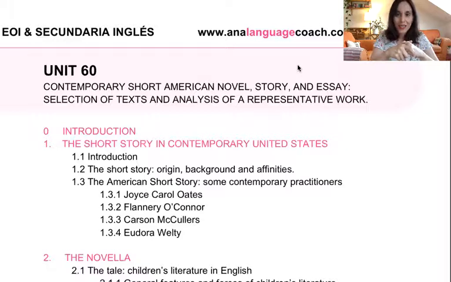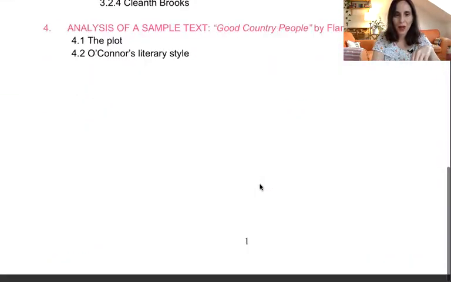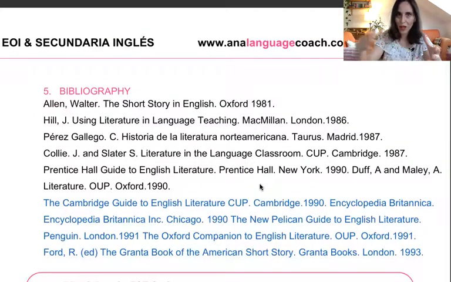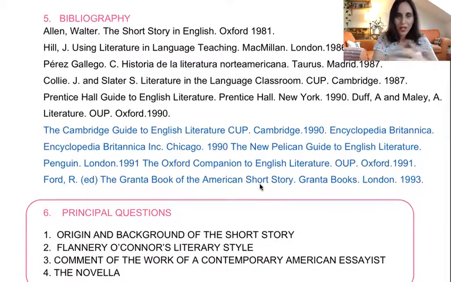The Unit 60 is about contemporary short American novel, story and essay, selection of text, and analysis of a representative work. And as you can see, you have the index, then you have, as I always give you, the bibliography. Why? Because it is important that you develop and do some further research on the topic. And here you can find the books that you can check.